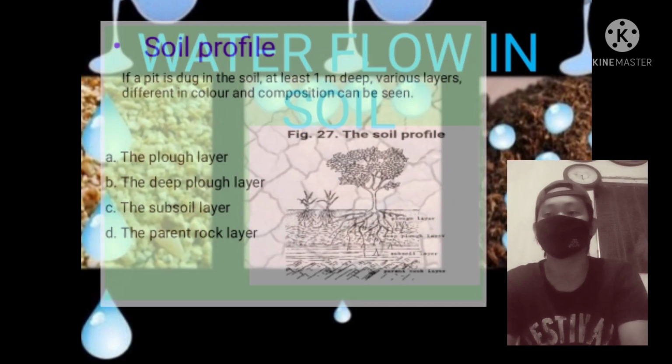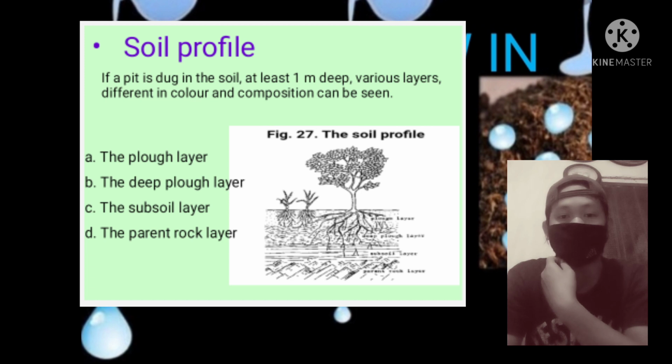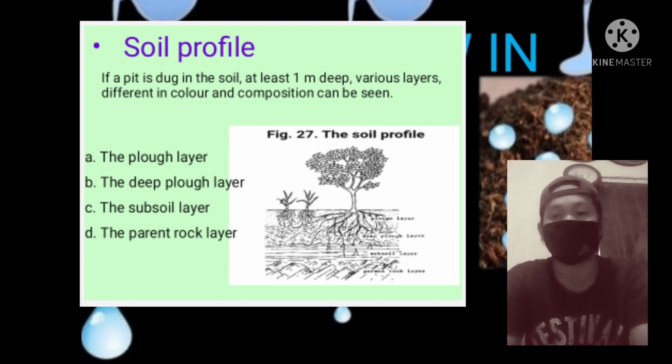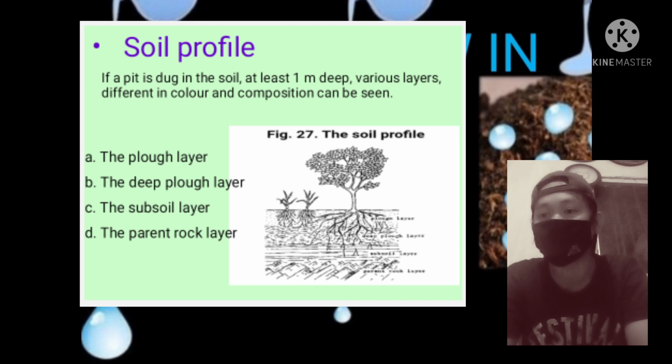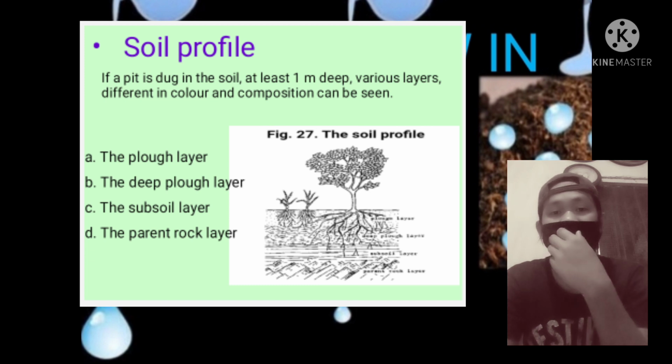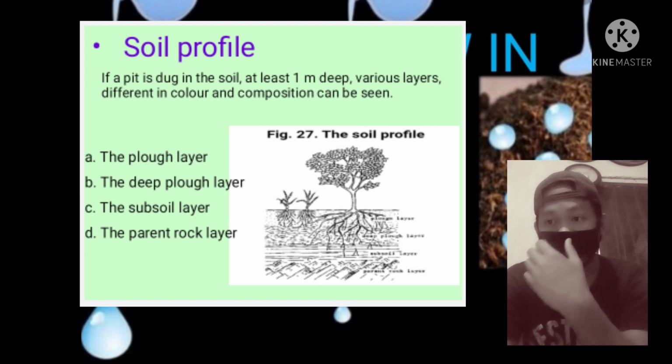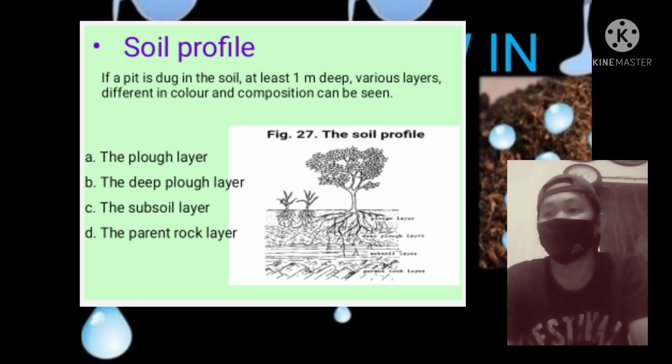The second is soil profile. Look at the figure 27, the soil profile. If it is dug in the soil, a hole at least 1 meter deep, various layers different in color and composition can be seen. These layers are called horizons. The sequence of horizons is called the profile of the soil.